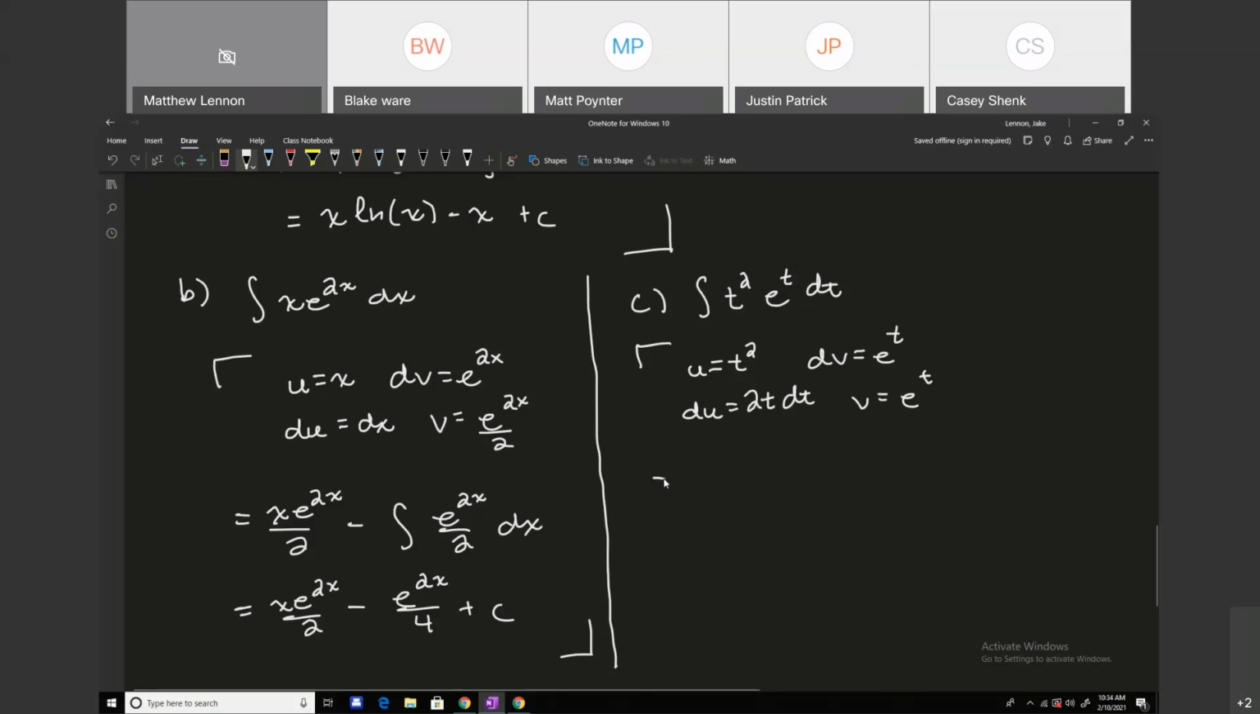And we can go ahead and rewrite our integral. We're going to get uv, so that's t squared e to the t, minus the integral of v times du. So that's going to be 2t e to the t. And what do we have to do here? Well, it turns out that we just have to do the integration by parts again.